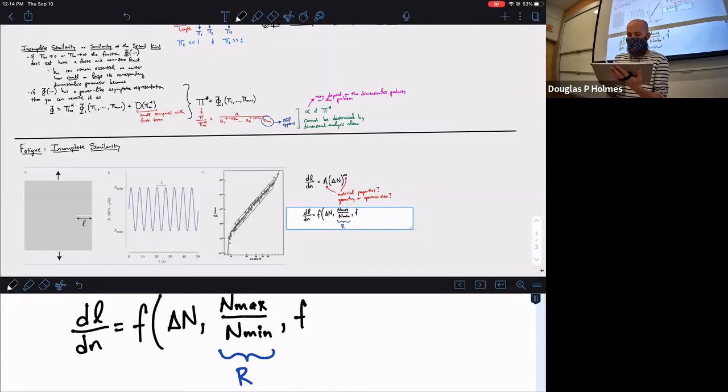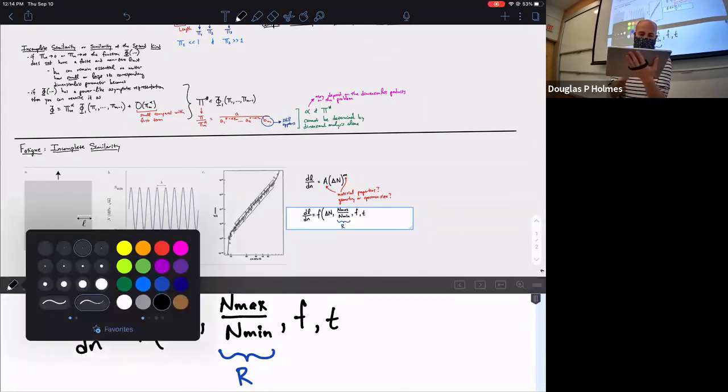It certainly might depend on the frequency that it's loaded at and the time. You can probably guess without really doing any dimensional analysis heavy lifting that if I multiply frequency times time, so I shouldn't have written time, I should have written T, that gives you a dimensionless parameter right there, the product of those two. Let me just write out what they are.